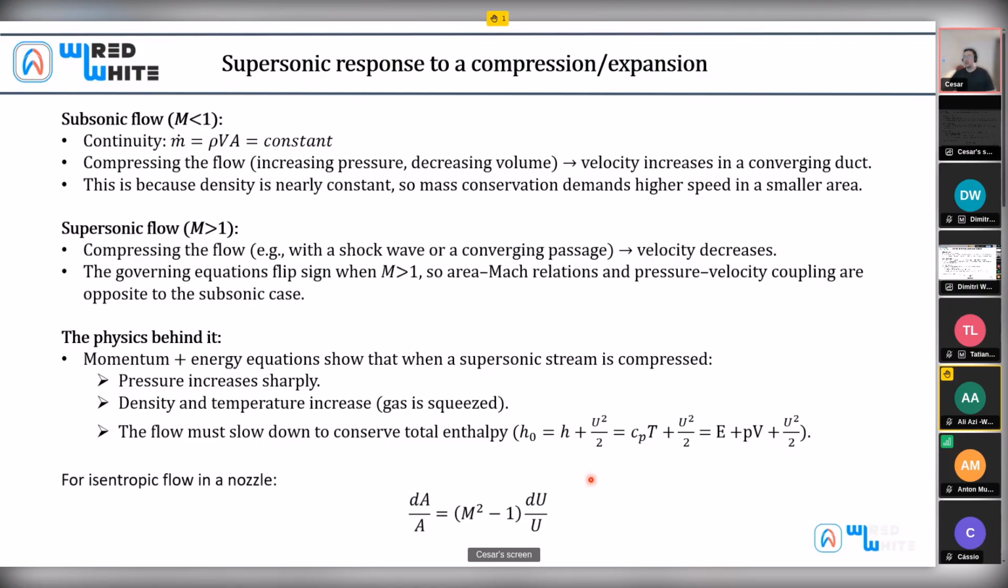Also, a very interesting relationship to study this dependency is the isentropic flow through a nozzle, where this equation relates the change in cross-sectional area, the Mach number, and the variation of the speed. So if we are in subsonic regime, this term will be negative, so these terms will have opposite effects. If we reduce the area, we increase the velocity, and so on. But in supersonic regime, when this Mach number is larger than 1, these two derivatives will go in the same direction. If we increase the area, we increase the speed. Okay.